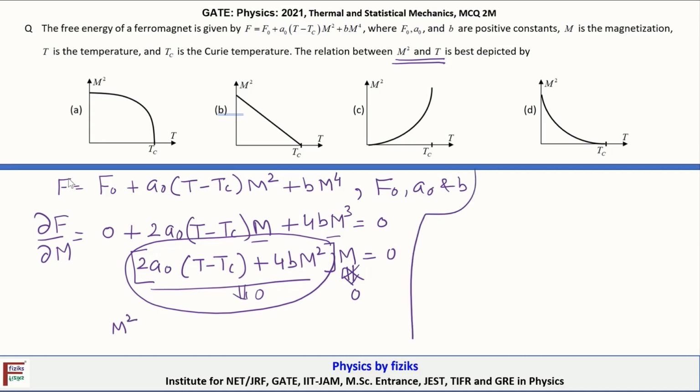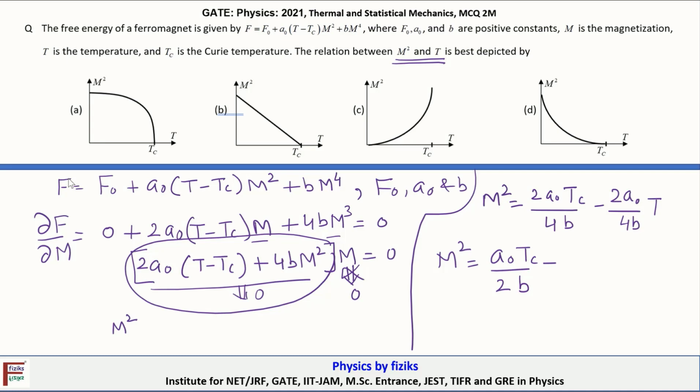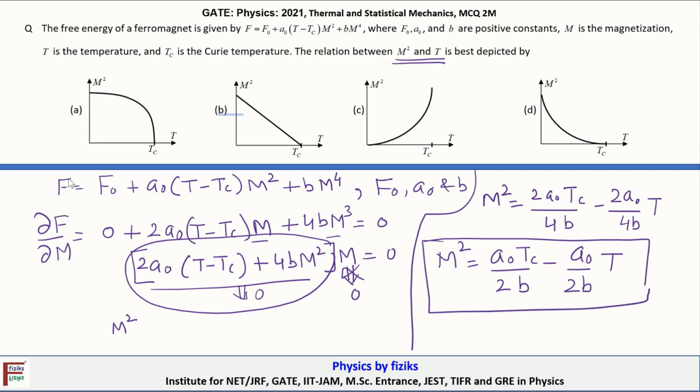Let me write it on this side. M square is equal to 2a naught Tc upon 4b minus 2a naught upon 4b multiplied by T. Or you can rewrite this, canceling some of the common terms, as M square equals a naught Tc upon 2b minus a naught by 2b into T.